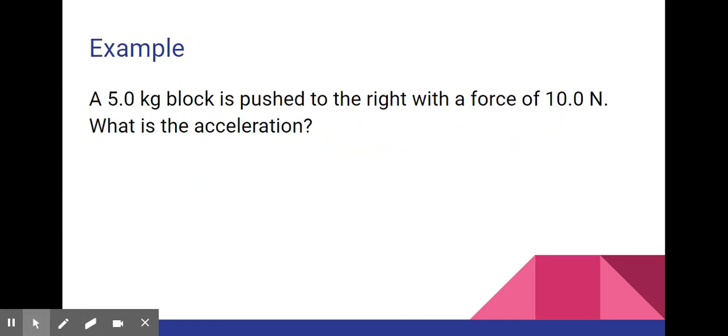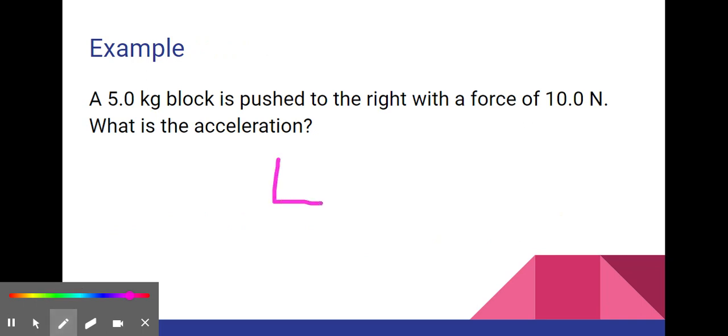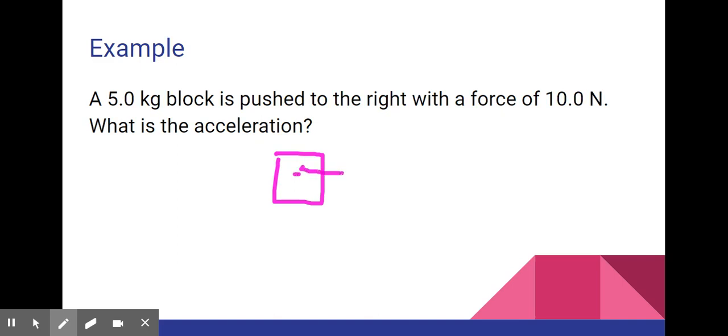So we're going to do some examples here. We have a 5 kilogram block, and it's super important for you to draw pictures for forces. We have a 5 kilogram block. It is pushed to the right with a force of 10 newtons. What is the acceleration? So we're going to do more with what we call free body diagrams, but this is a free body diagram where we draw all the forces acting on the object. So we've got a force equal to 10 newtons.